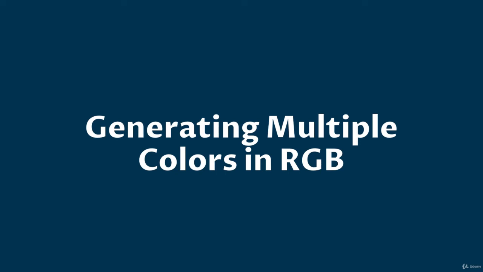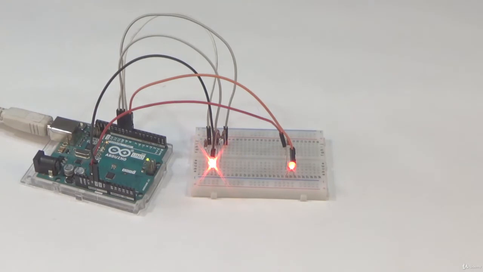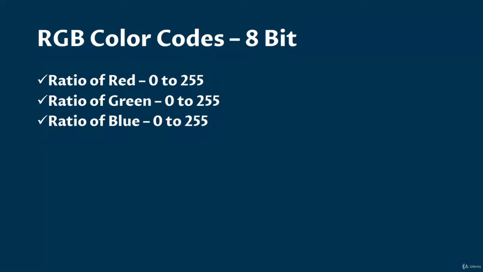One of the uses of RGB LED is it can generate multiple colors, whereas a single color LED can only glow red or green or blue. But why RGB LED? We use RGB LED because through this we can generate multiple colors. How? Do you have any idea on color code? If you have, then you will understand it quickly.